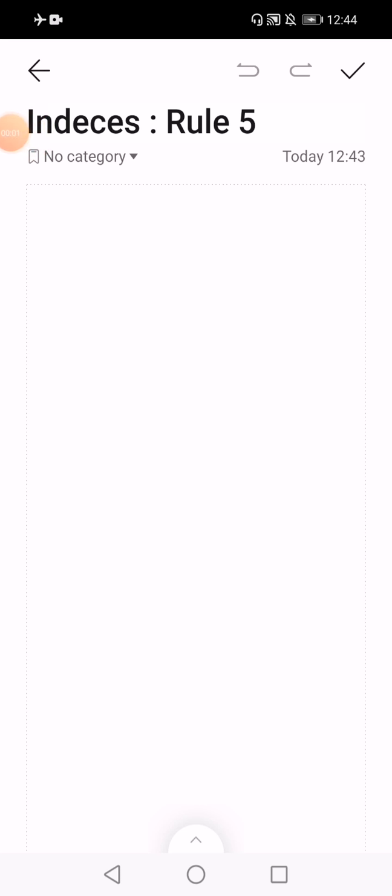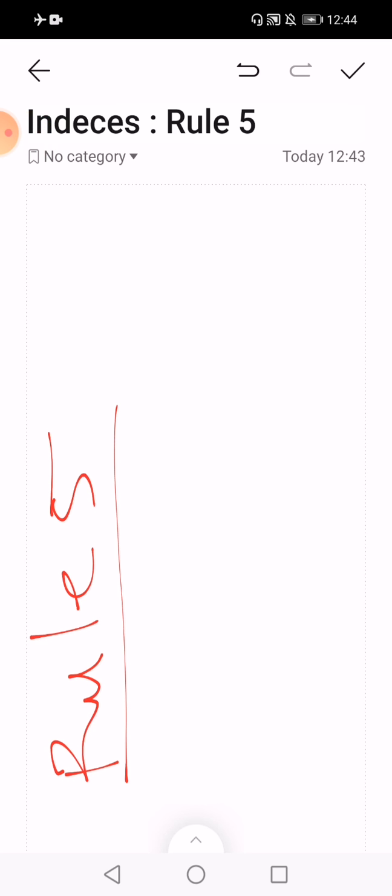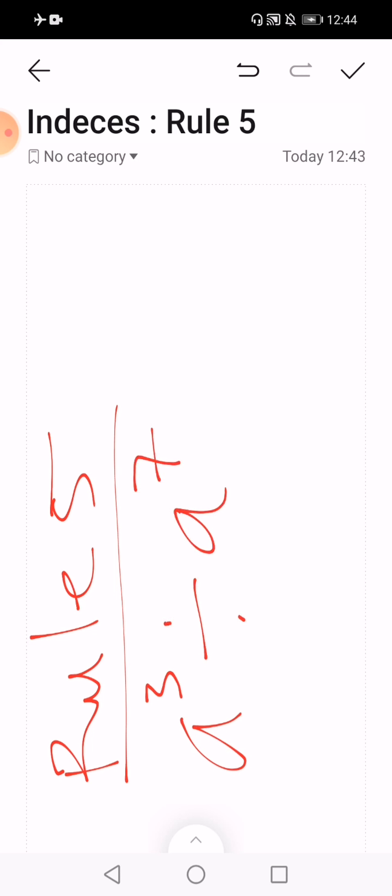Welcome again. Let us look at rule 5, the fifth rule of indices. Here, I want us to have a look at division again. So let's consider a to the power 3 divided by a to the power 7.